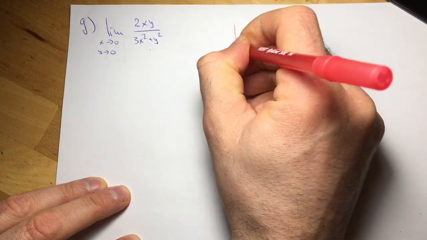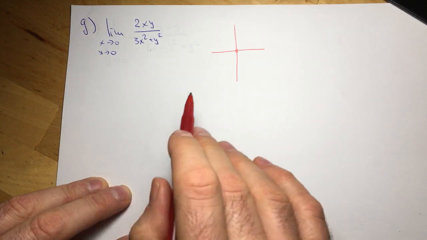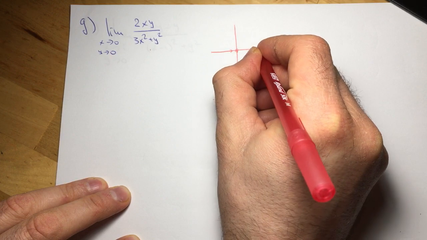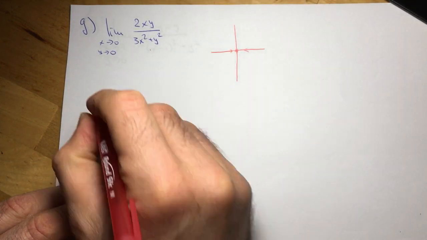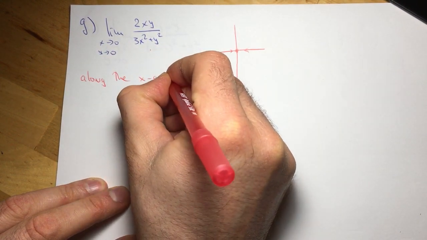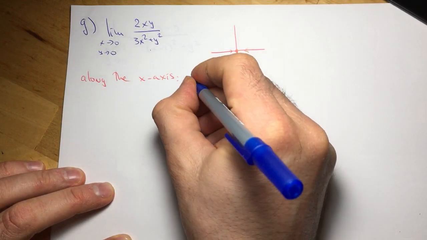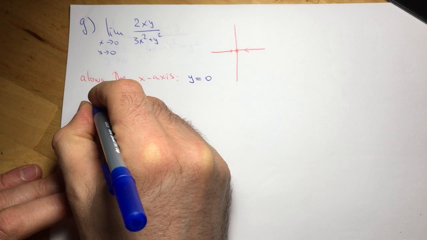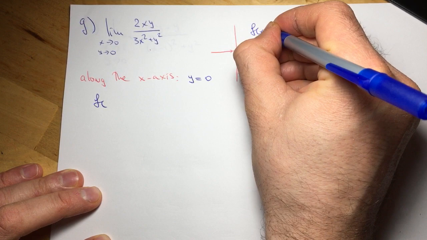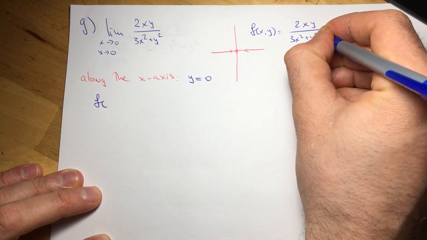Okay, so we're approaching the origin, right? And we can approach this origin along any path. So what will happen if we are approaching the origin along the x-axis? Along the x-axis, y is equal to 0, right? So how is the function f of xy going to look? f of xy is equal to 2xy over 3x squared plus y squared.